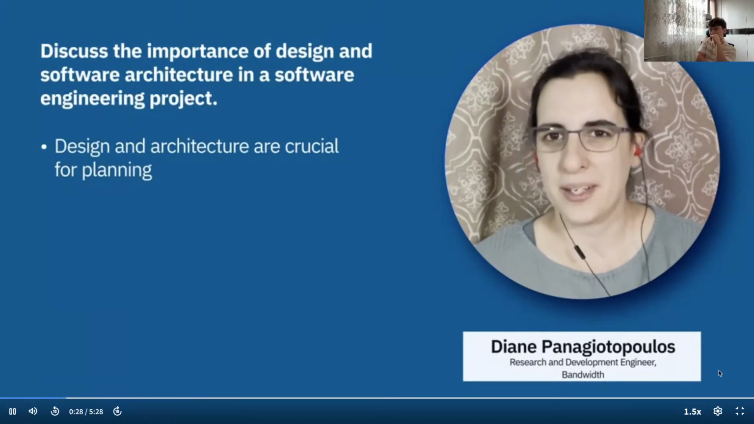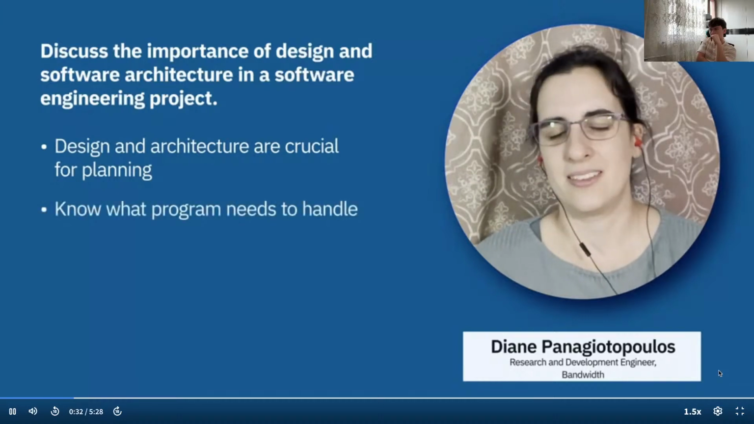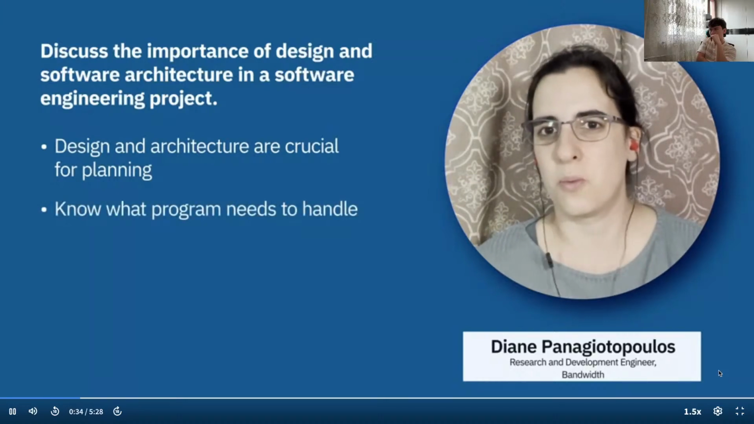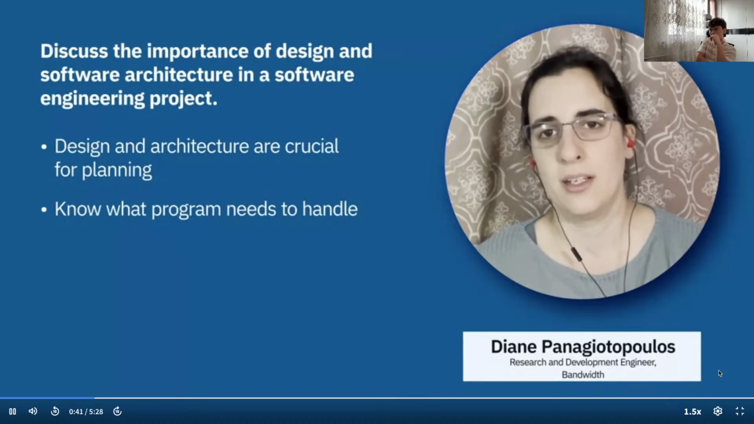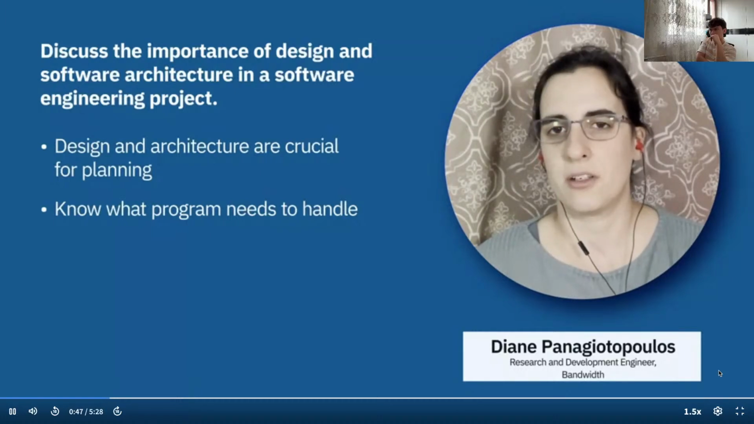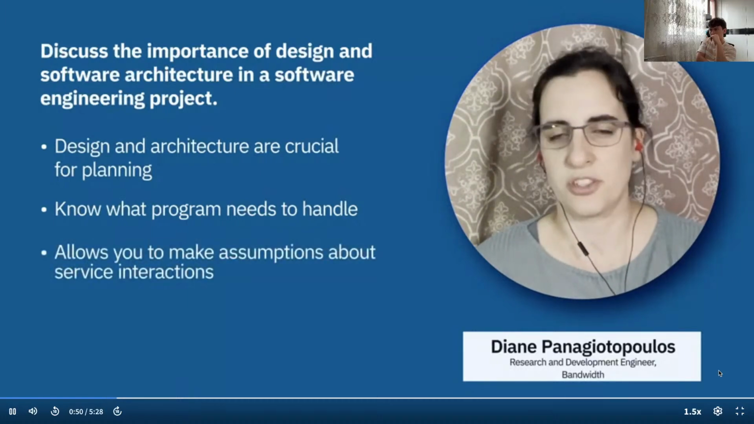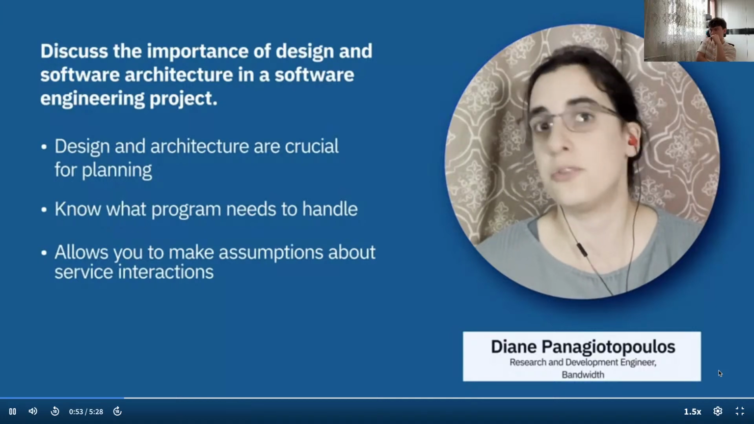If you don't know where you're going, how do you know what you need to do now? You always need to know what your program needs to be prepared to handle and the system that it's operating within. If you're running a bunch of applications that are all co-hosted on the same server, you can make certain assumptions about the ways those services can interact with each other that do not hold.